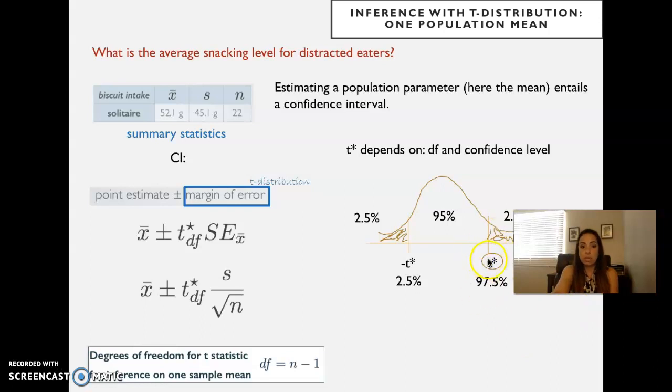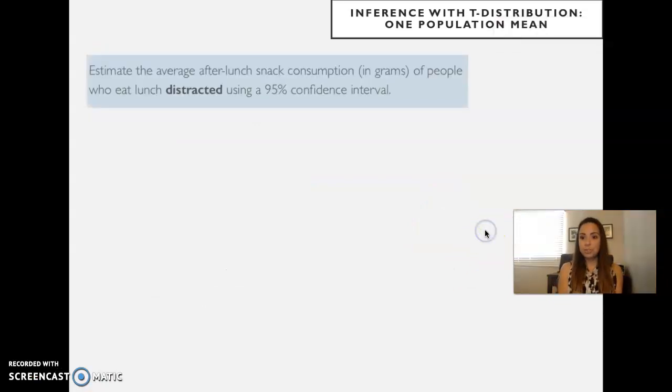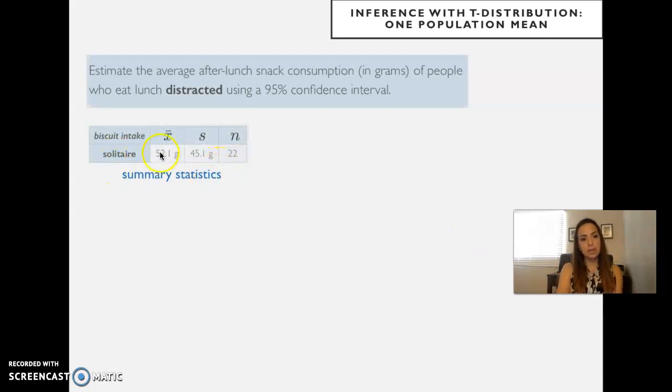So once you get the t critical, you can just plug in the values and compute the interval. That is what we're going to do next. Estimate the average after-lunch snack consumption in grams of people who eat lunch distracted, using a 95% confidence interval. So let's do that.